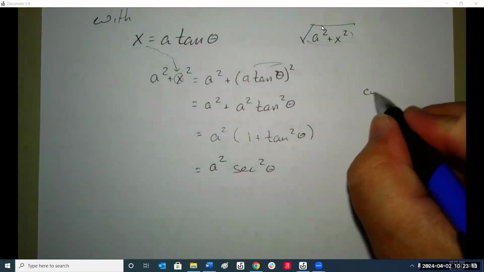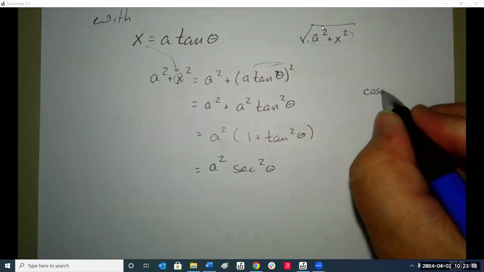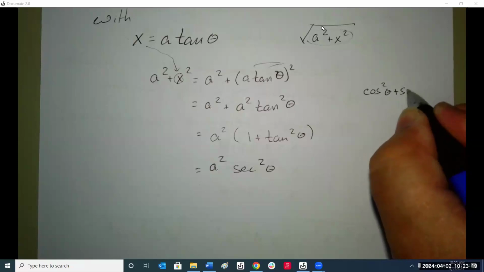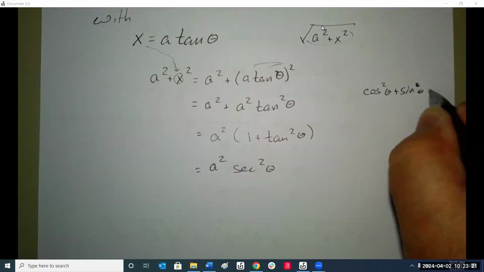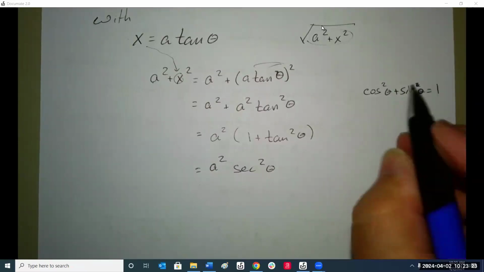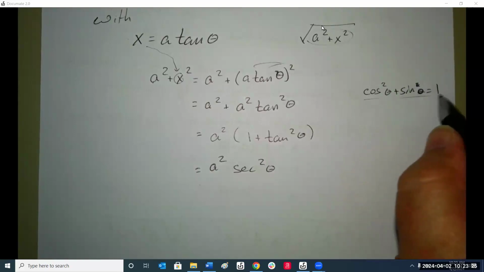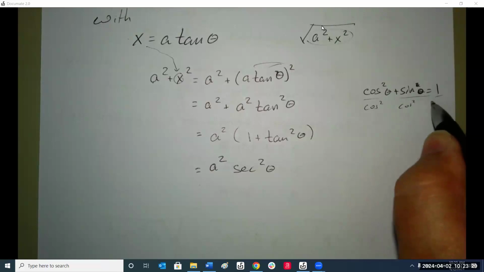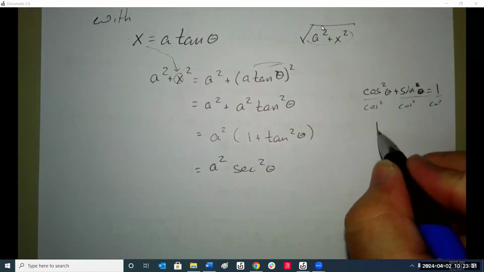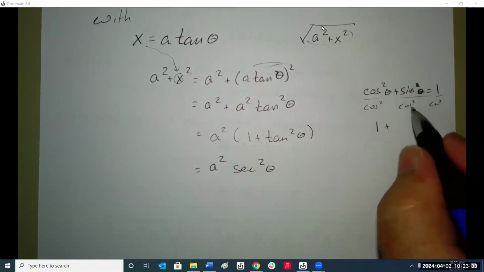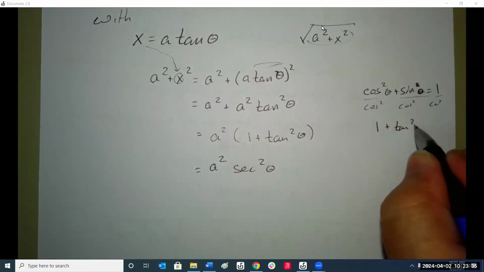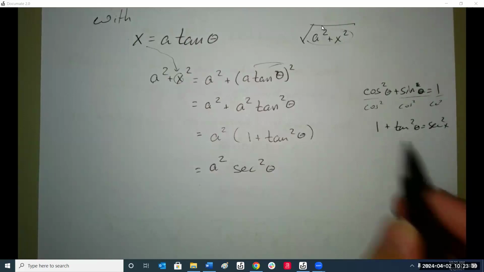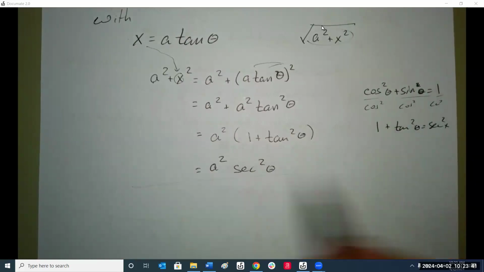Because cosine squared plus sine squared equals 1 for theta. So if we divide everybody by cosine squared, I get 1 plus sine squared over cosine squared, which is tangent squared. 1 over cosine squared is secant squared. So it comes from the identity that way.